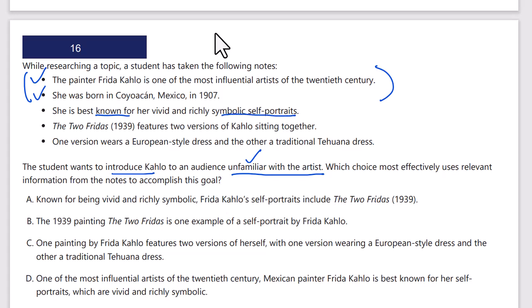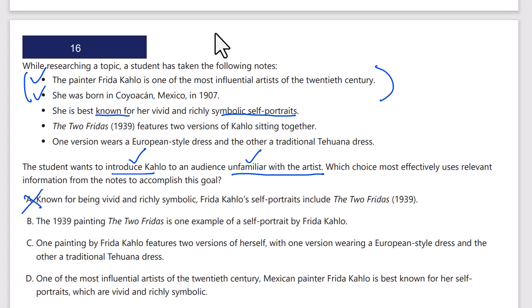And then we get Two Fridas, features two versions of Kahlo sitting together. One version is European. So we get an example of a painting, okay? We don't really want the example in there. We need to introduce what she does and tell the audience something about them. So we have two different goals here. So, known for being vivid and richly symbolic, Frida Kahlo's self-portraits include, okay, that says nothing about her background, right? If we're unfamiliar with her, that's not helpful.